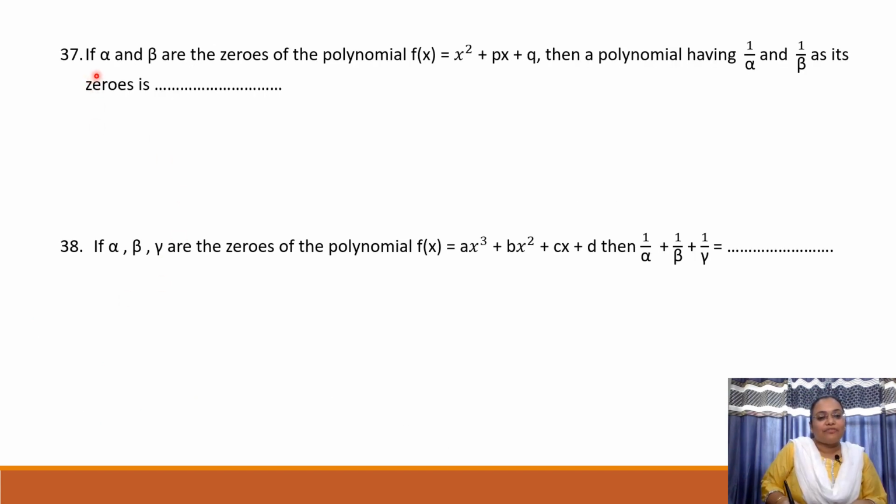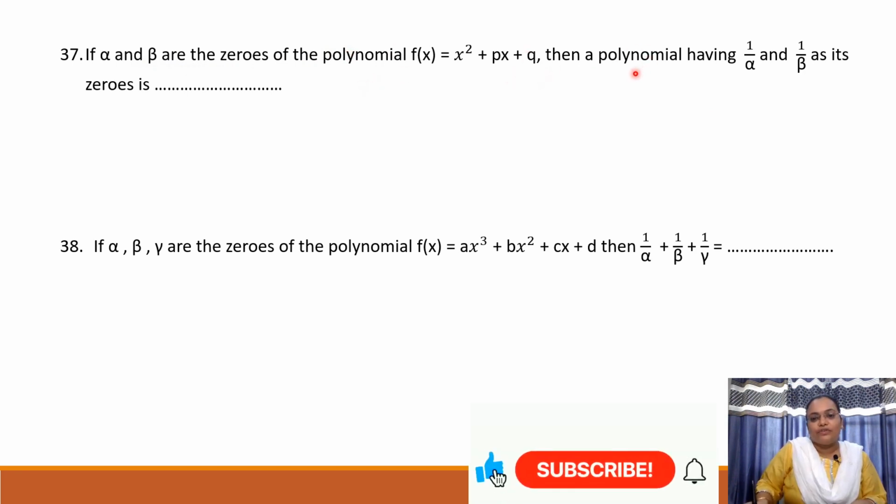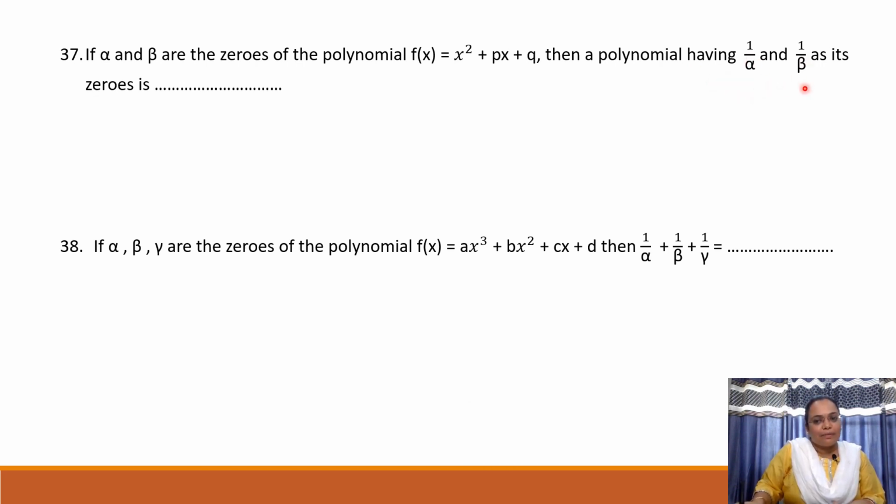The next one is, if alpha and beta are the zeros of the given polynomial, then we need to find the polynomial having 1 by alpha and 1 by beta as its zeros. So from the given polynomial, if we find alpha plus beta, what is alpha plus beta from the given polynomial, which is minus b by a? What is minus b by a? That is minus p, right? What is alpha beta? Alpha beta is c by a, which is q.